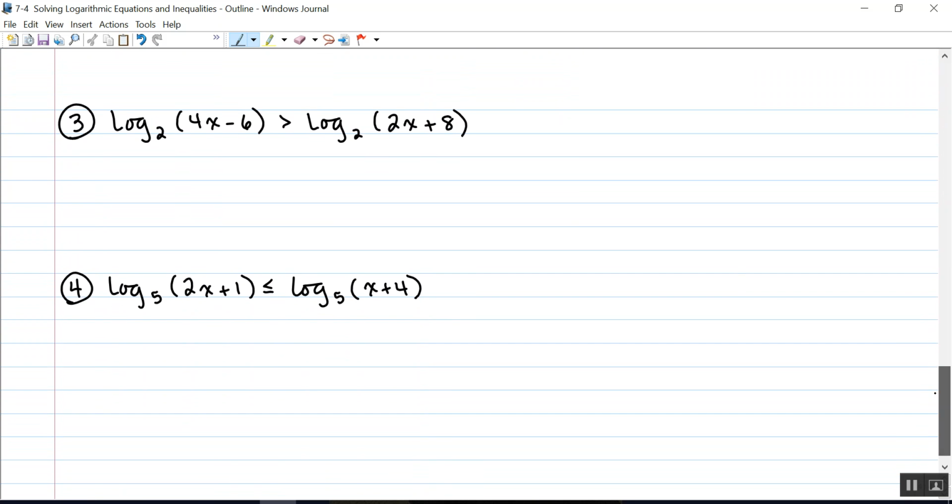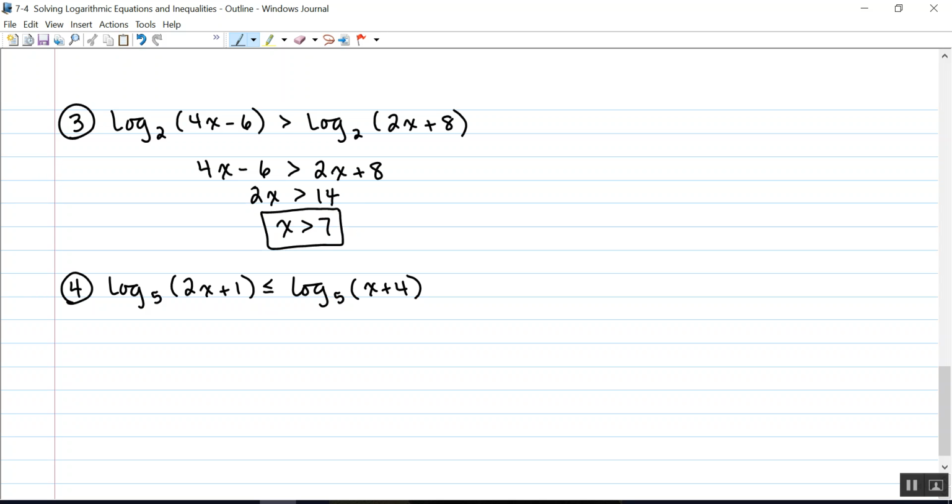Let's take a look at a couple examples where we have a log on both sides. Here we have log base 2 of 4x minus 6 is greater than log base 2 of 2x plus 8. Since I have a log on both sides, the same base, I can just pull off what I'm taking the log of. And so 4x minus 6 is greater than 2x plus 8, or 2x is greater than 14, or x is greater than 7. In this case, I don't really have to worry about anything being negative because x is always going to be a positive number. It's going to be greater than 7.